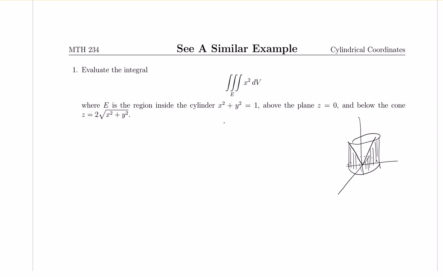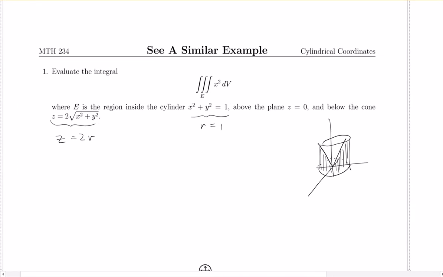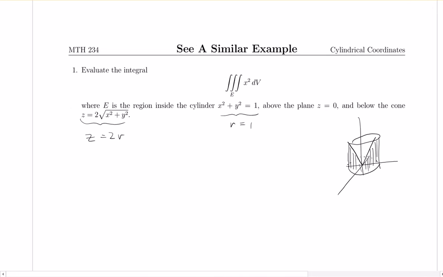Maybe first let's note what all of these equations look like. So in cylindrical coordinates, the equation for the cylinder is just r equals 1. z equals 0 is the same, because z means the same thing in cylindrical coordinates that it does in usual xyz coordinates. And the cone, we can rewrite as z equals 2r.